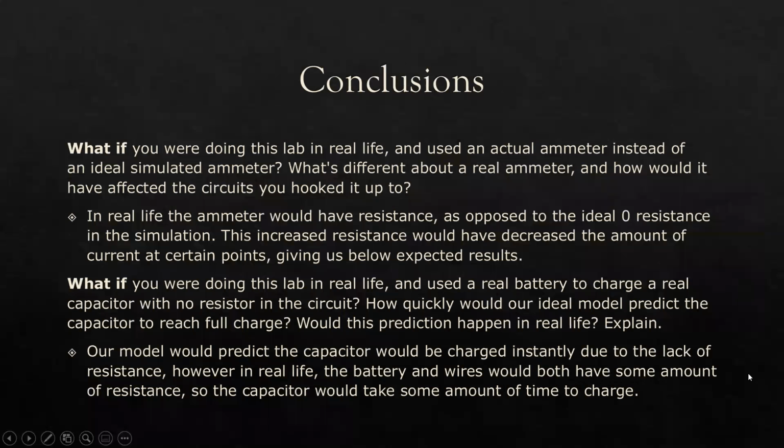My conclusions. If we were doing this lab in real life, we used an actual ammeter instead of an ideal simulated ammeter. The difference would be that in real life, the ammeter would have resistance as opposed to the ideal 0 resistance in the simulation. And this increased resistance would have decreased the amount of current at certain points, giving us below expected results.